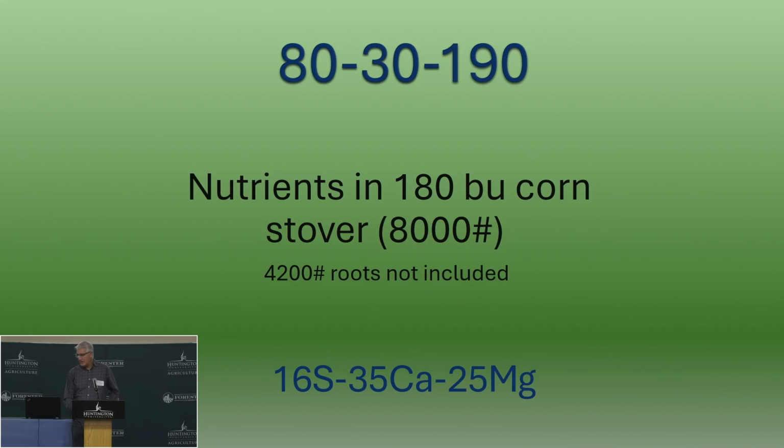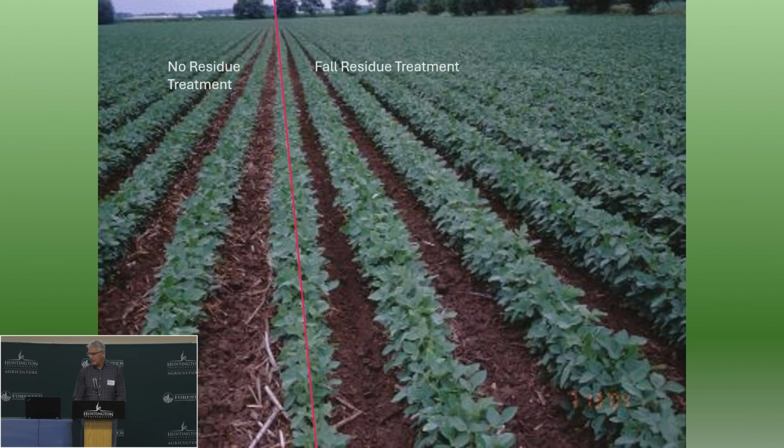So 80-30-190, that's the N, P, and K in a 180 bushel corn crop in the above ground portion. And there's 4,200 pounds of roots that are not included in that. And along with that, we get 16 pounds of sulfur, 35 pounds of calcium, and 25 of magnesium. That's a lot of nutrients and a good start on growing the next crop. But the key is to get that residue to break down and be in available form for the next crop. And that's where residue management comes in.